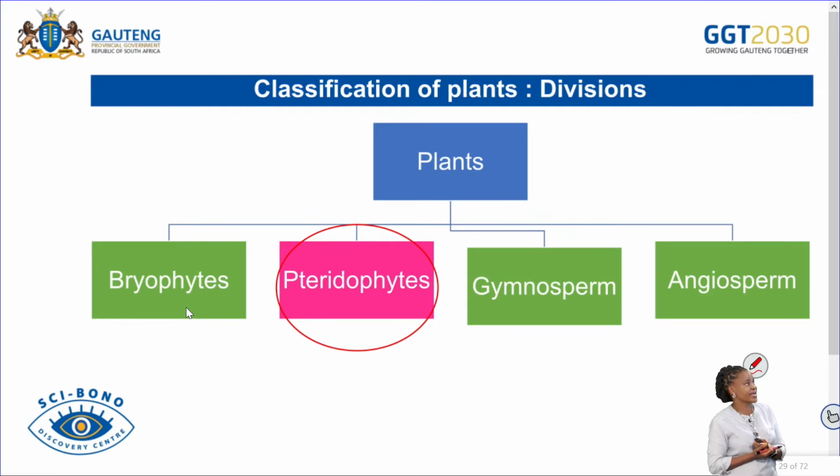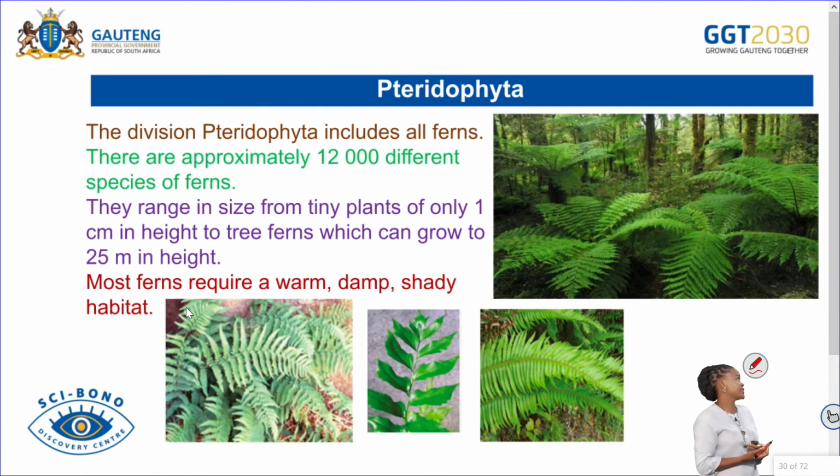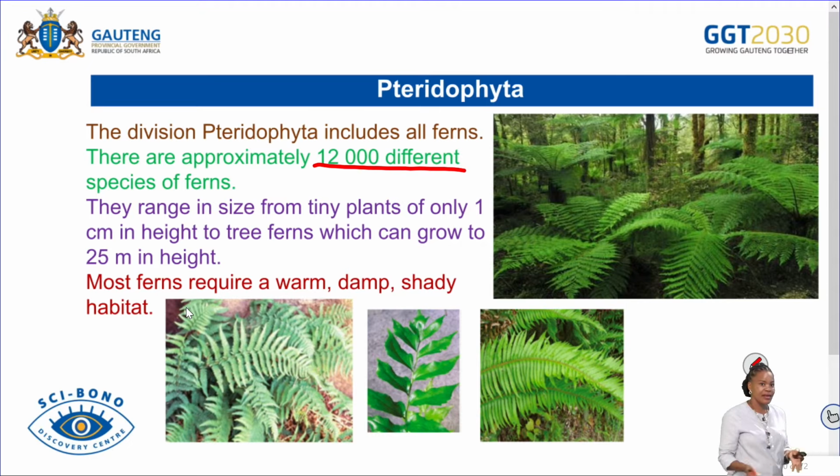Now we move to the second division, grade 11s. The second division is called the pteridophytes. So we've got the silent P there. We don't say pterito, it's called pteridophytes. So let's quickly look into our pteridophytes. The division of pteridophytes usually includes ferns, and there are approximately 12,000 different species of what? Of ferns. In other words, we've got so many different species of ferns.